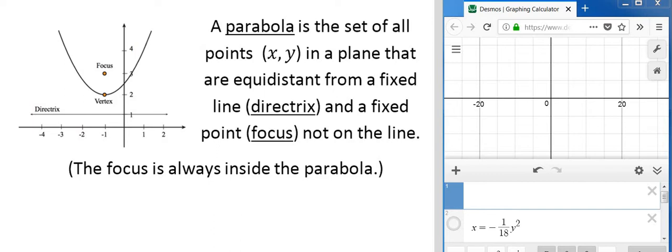That just means same distance from a fixed line. We call that our directrix, and a fixed point, we call that a focus. Now here's the key, the focus is always inside a parabola. Now you know what parabolas are. You graph a quadratic and you get a parabola. So we've seen a lot of these already. Okay, this is kind of a formal definition. So focus, directrix, kind of two key things.